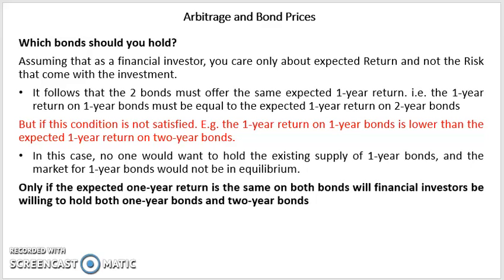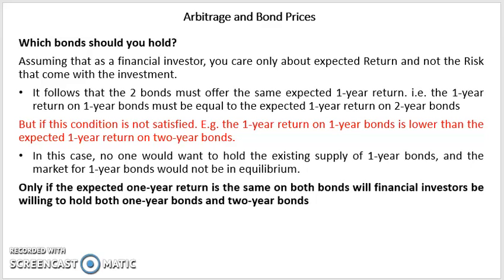So which bond should you hold between the two? Assuming that as a financial investor you care only about the expected returns and not the risk that comes with the investment, it follows that the 2 bonds must offer the same expected 1-year return. That is, the 1-year return on the 1-year bond must be equal to the expected 1-year return on the 2-year bond.